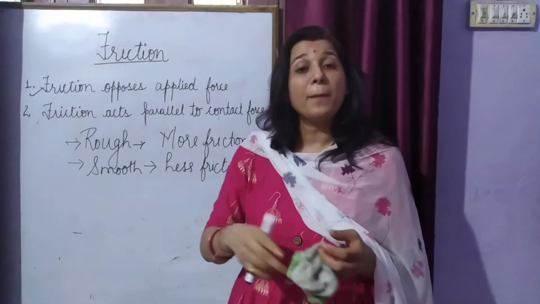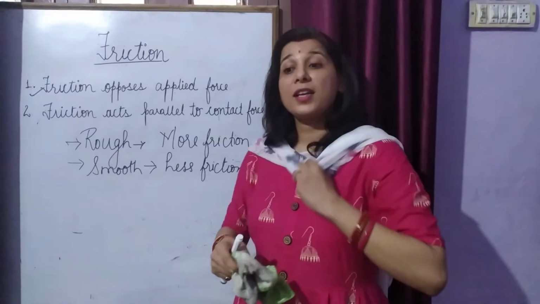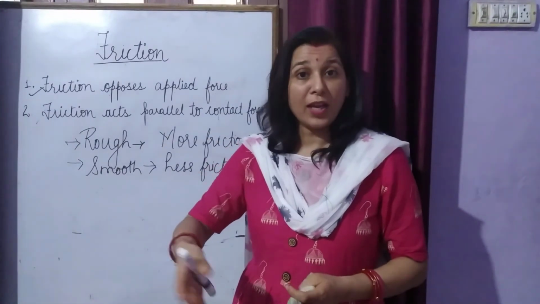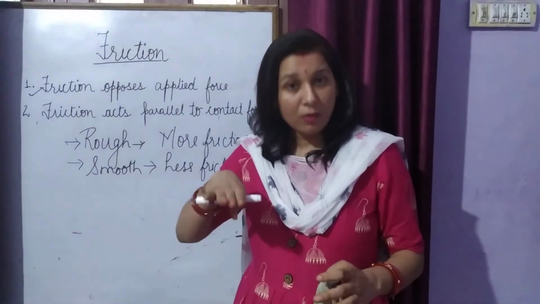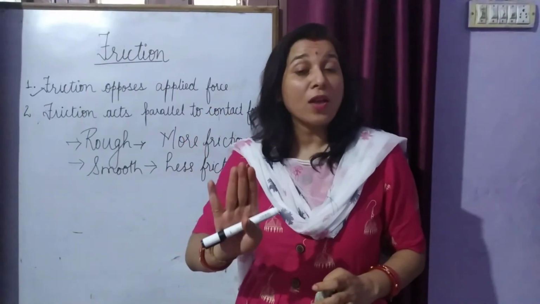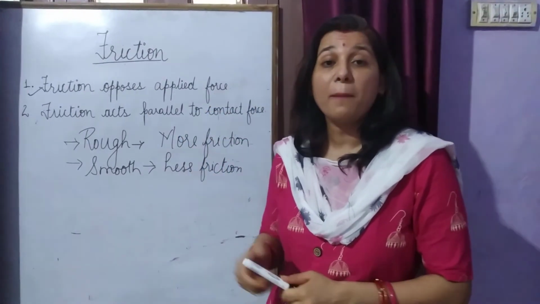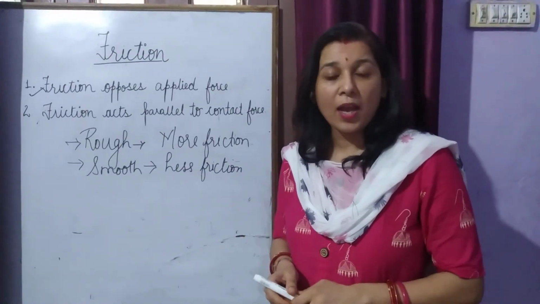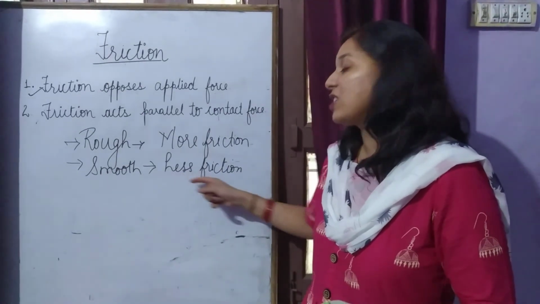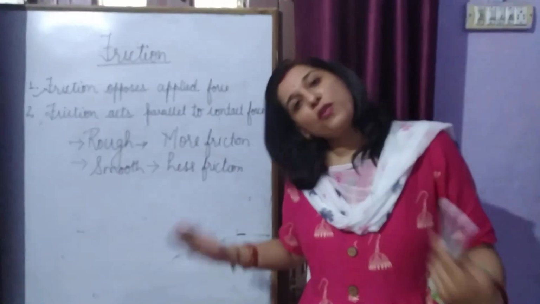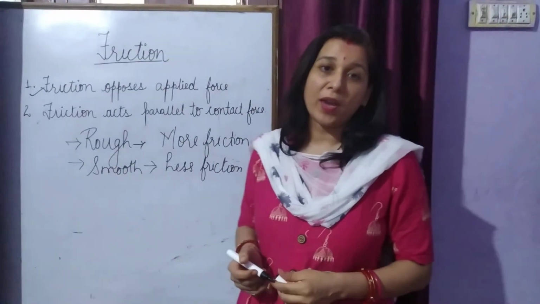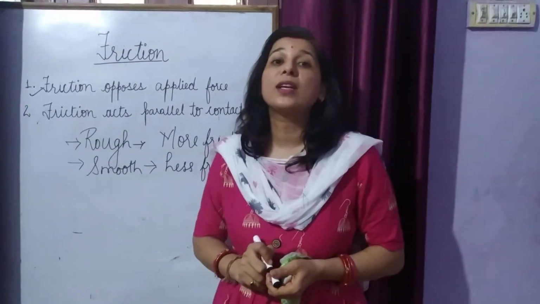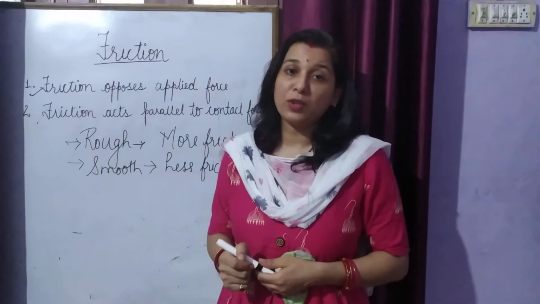For example, a banana peel is lying somewhere. If we put our feet there, what will happen? We just slip, because the banana peel is slippery, so it has less friction. Due to less friction, we fall. These are a few examples of friction to make it clearer for you.